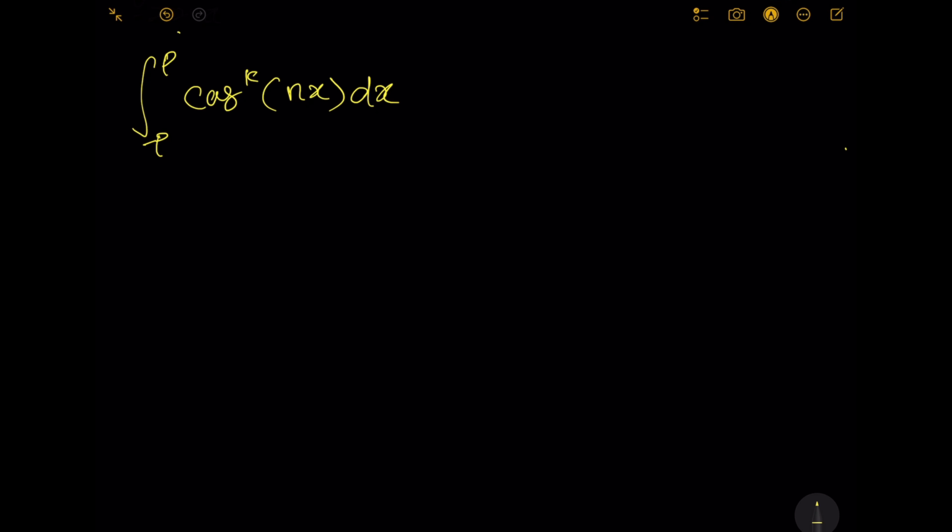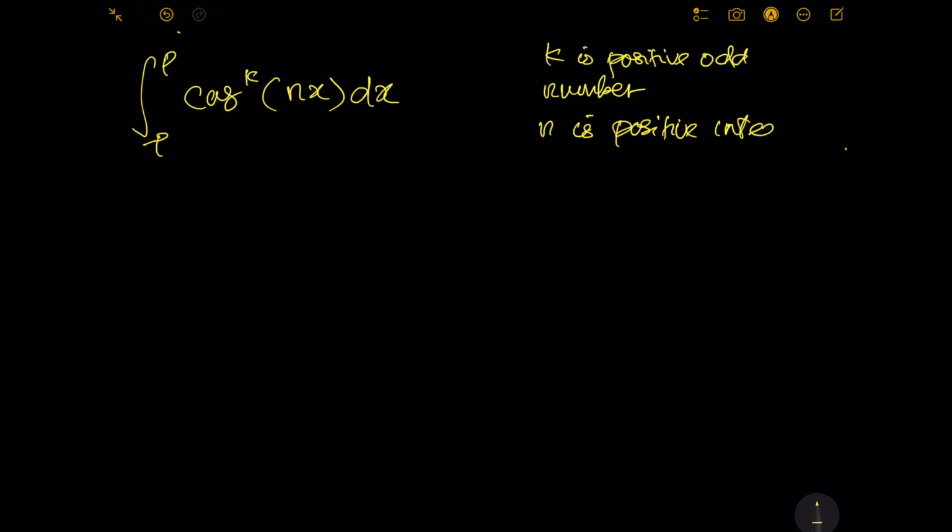This is the generic equation for the integral of cosine power k, where k is a positive odd number. This part is still the same as the previous one. And then the n parameter must be an integer. It cannot be a real number such as 1.1. It must be an integer.